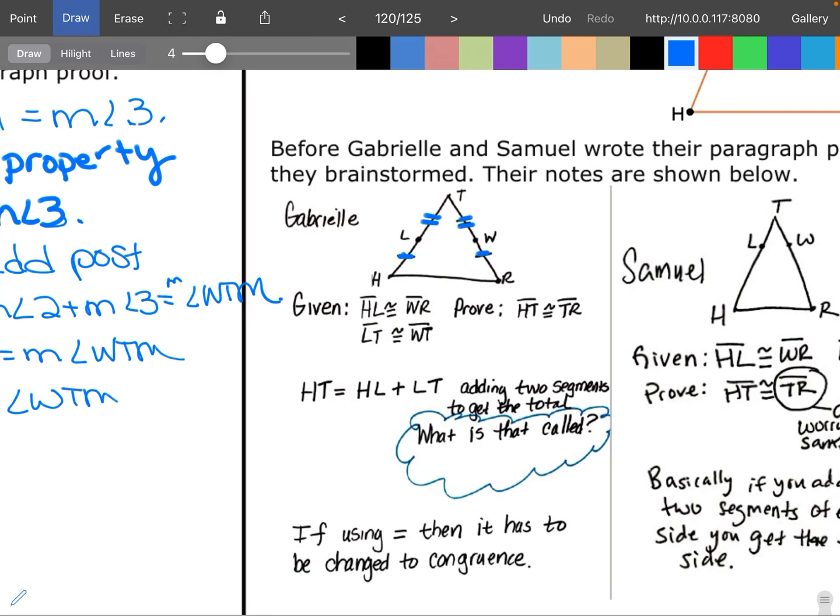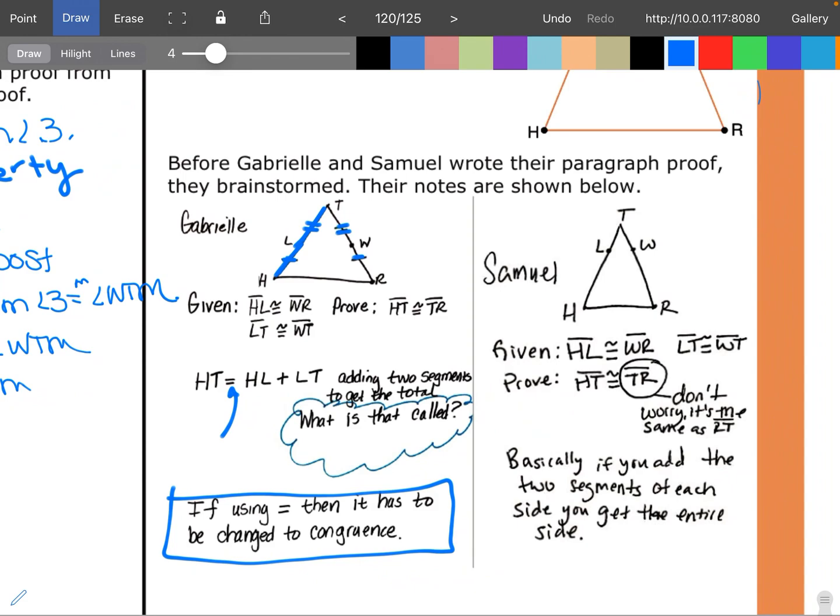Gabby further states that she knows that HT is equal to HL plus LT. She has a little note there that says adding 2 segments to get the total. What is that called? Hopefully you remember that it's the segment addition postulate that we had in the last unit. Also, this is big because some students were forgetting this in the last couple of days. If you're using the equal sign, then it has to be changed to congruence. So we're talking about the definition of congruence in there.